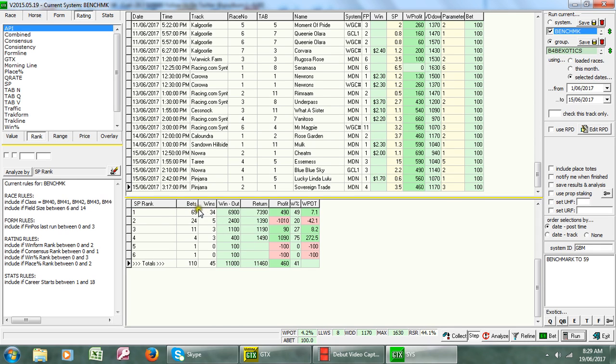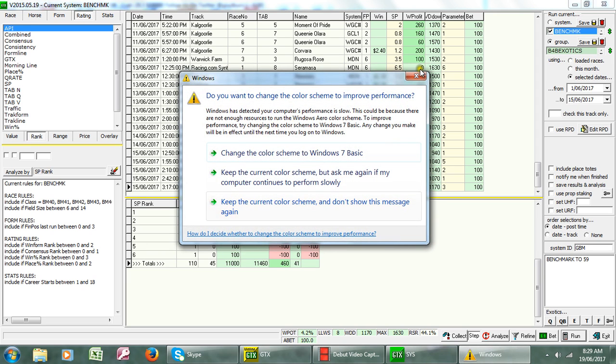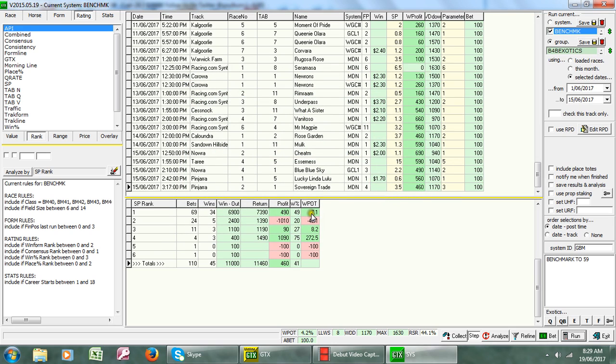However, if we stuck to backing only those horses that were favourite, we had 69 bets for the month, up to the 15th, 34 wins, and a strike rate of 49%, and a profit of 7%. If we analyse this further by starting price, and this is interesting, the only reason that I'm doing this is to illustrate something I often get asked, and that is, are we wasting our time backing odds-on favourites? People don't like, for some reason, backing odds-on favourites. So let's just run through the analysis here.